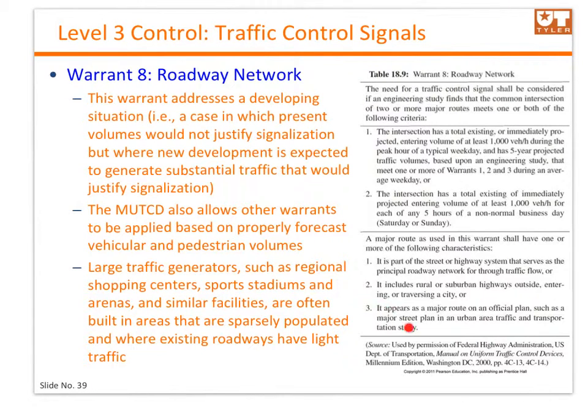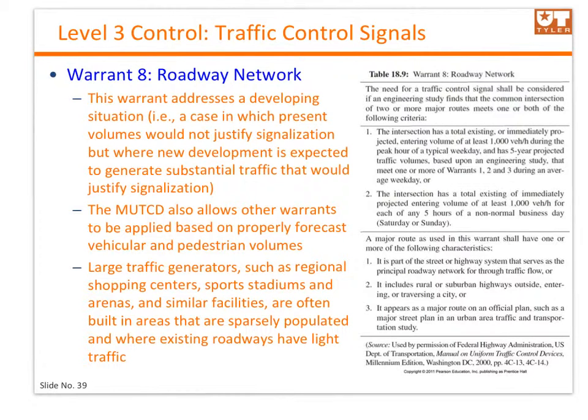So table 18.9, this is warrant 8, roadway network, and basically here it says the need for a traffic control signal shall be considered if an engineering study finds that the common intersection of two or more major routes meets one or both of the following criteria. So it's at least one of the two criteria. First is if the intersection has a total existing or immediately projected entering volume of at least 1,000 vehicles per hour during the peak hour of a typical weekday, and has 5-year projected traffic volumes based upon an engineering study that meet one or more of warrants 1, 2, or 3 during the average weekday. Or I can meet warrant 8 if the intersection has a total existing or immediately projected entering volume of at least 1,000 vehicles per hour for each of any 5 hours of a non-normal business day, which is a Saturday or a Sunday.